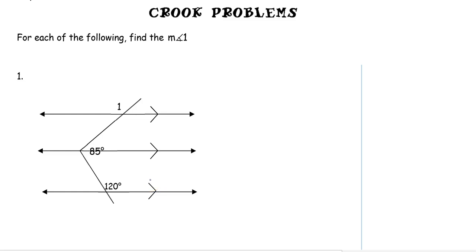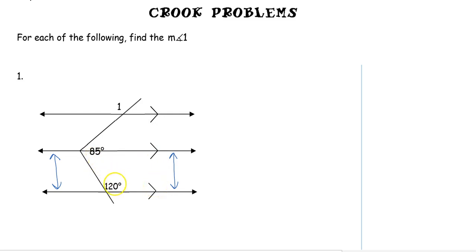I'm either going to start at the top or the bottom. I'm going to start where I have numbers. So I see here that I have 120 degrees. What I'm going to do first is just concentrate between these two lines. I'm going to ignore everything else and just stay within these two.